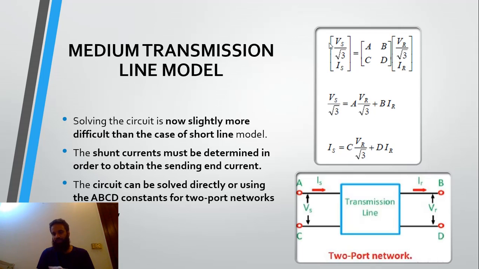So input is sending end voltage, sending end current, and the output is receiving end voltage, receiving end current, multiplied by ABCD parameter. If we expand this equation, we would have sending end voltage is equal to A into receiving end voltage plus B into receiving end current, while sending end current is equal to C into receiving end voltage plus D into receiving end current.